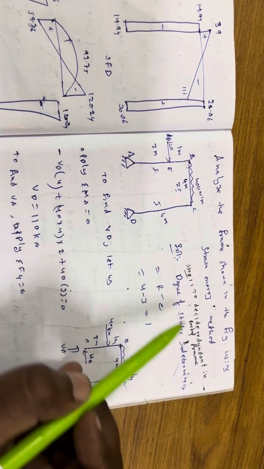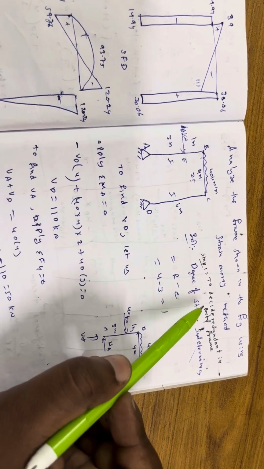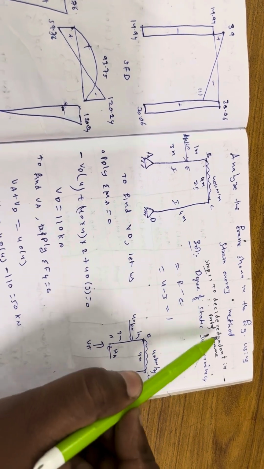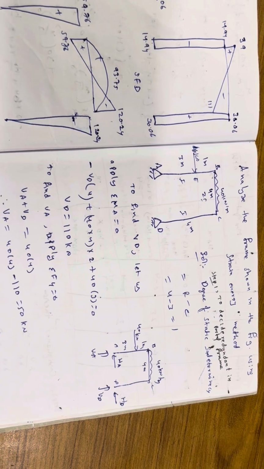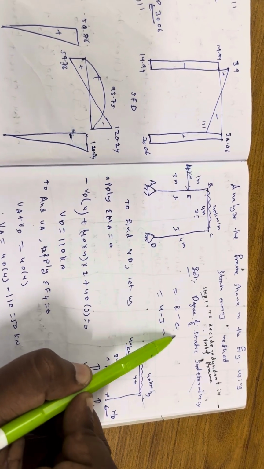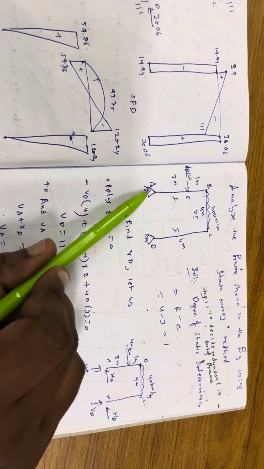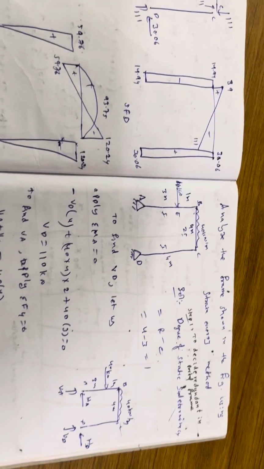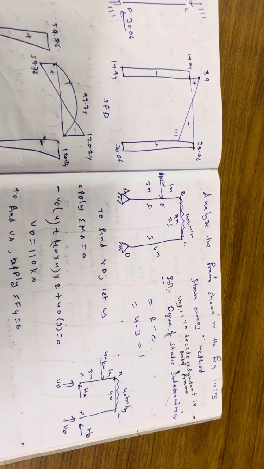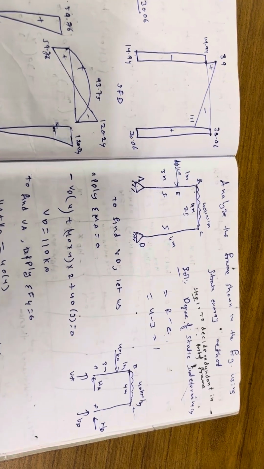Now, the first step is to calculate the DS value, that is, we have to decide the redundant in the portal frame. Degree of static indeterminacy is the total number of reactions minus the total number of equilibrium equations. So here 2 and here 2, so 4 minus 3 equilibrium equations, that is 1. So the given structure is statically indeterminate by 1.